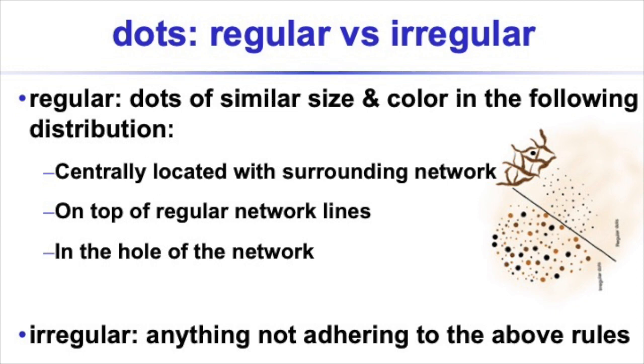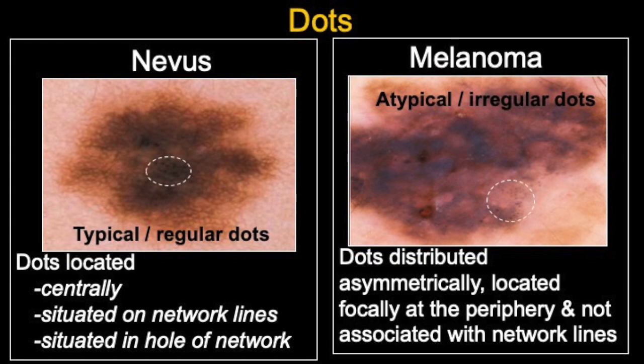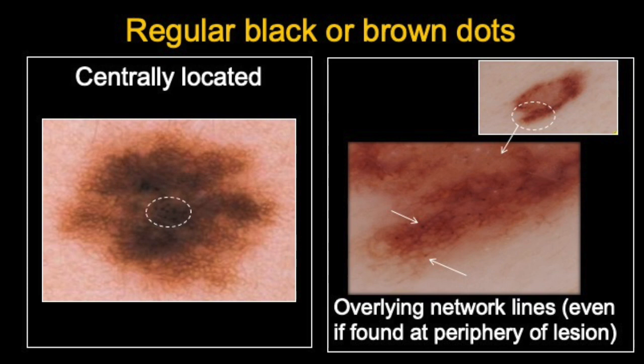And then the dots can be in the middle, on the line of the network, or in the hole of the network. Those are benign. Any other manifestation of dots becomes irregular. So in the middle of an otherwise normal network pattern nevus is considered normal. Here, no network, dots become atypical. So in the middle is normal.